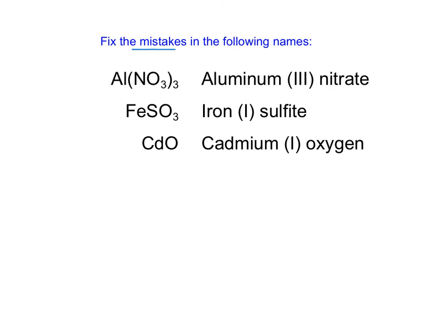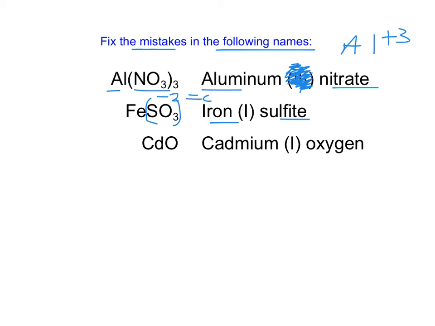Okay, let's find the mistakes in the actual name. So we have AlNO3, that should be aluminum nitrate. Aluminum has a monovalent. Aluminum is always +3, so Roman numerals are unnecessary. Iron sulfite, I agree with. It's probably the charge. Sulfite has a -2 charge. Therefore, iron would have had to carry a +2 for this to be balanced.